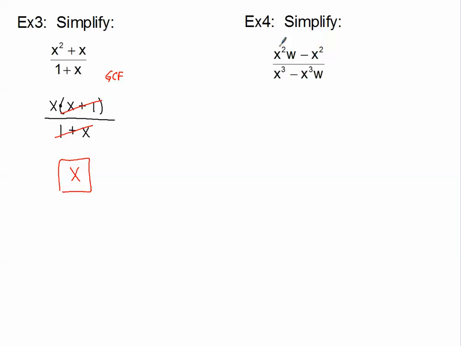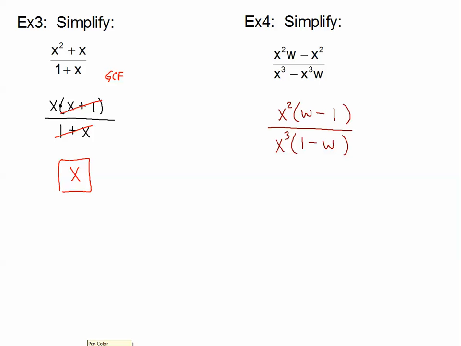I see that there's an x squared that's being shared, so I'm going to factor out an x squared from the numerator. If I factor that out, I'm left with a w, and then a minus sign, and then a 1. And in the denominator, I see that I can factor out x cubed. If I factor out an x cubed, I'm left with a 1, and then a minus sign, and then a w.